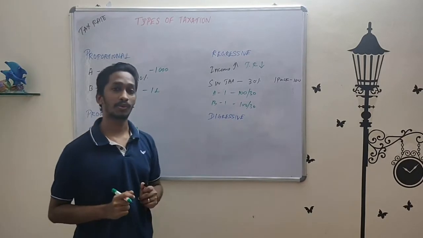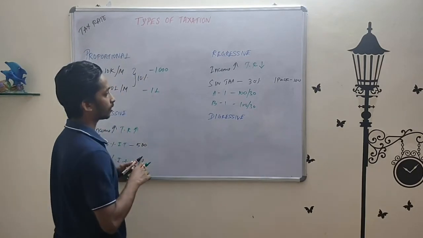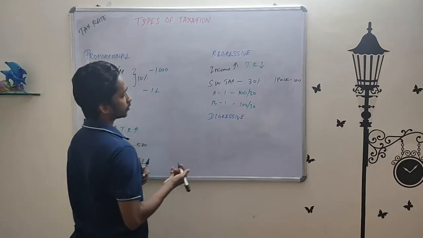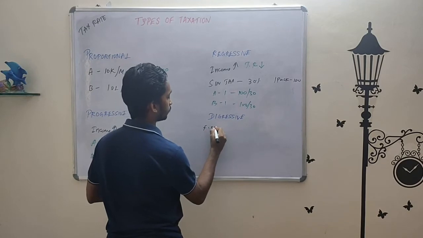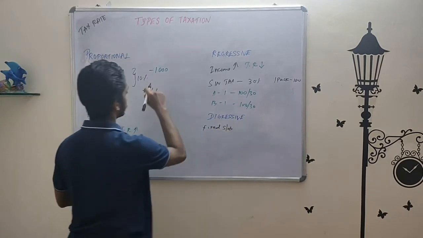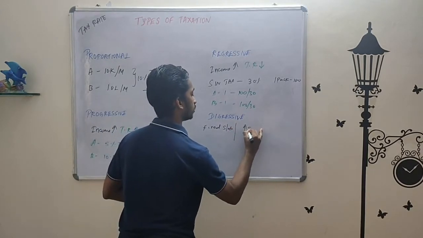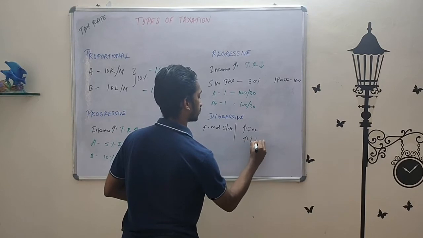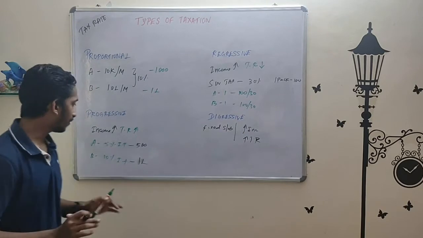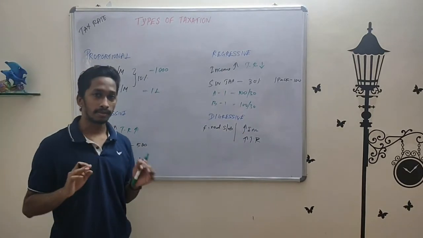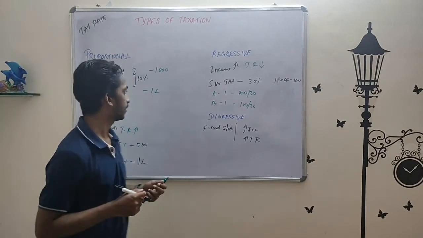Last one is digressive or degressive taxation. Digressive or degressive taxation is basically a combo of these two. What is the aspect of proportional? There is a fixed slab. Everyone pays the same percentage. What about progressive? Higher the income, higher the tax rate. So how does this combine? The same example I gave you here, progressive taxation. India's income tax is both progressive and digressive. How is that possible? Let's see.